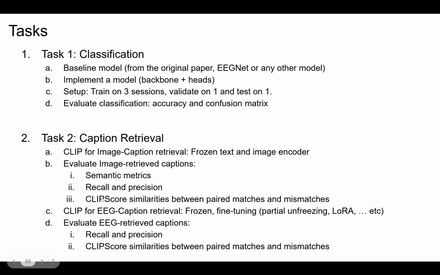Everything you implement here, you will just be using in the evaluation. You will have the functions, and you can apply them to the EEG caption retrieval. But because the EEG is not trained in the text embedding space of CLIP, you will experiment with some fine-tuning, partial unfreezing, or LoRA adapters. You are expected to choose one of the parameter-efficient techniques like LoRA or adapters. Any of those you should try. And finally, you will evaluate the EEG retrieved captions with the same metrics you use for the images. Thank you. Questions?